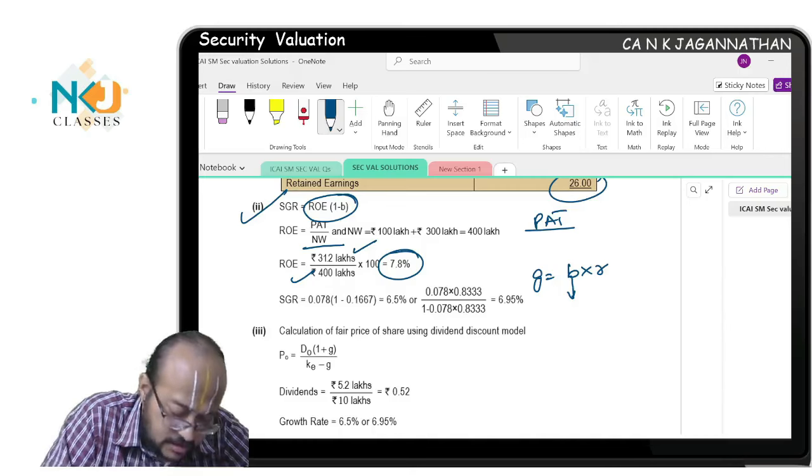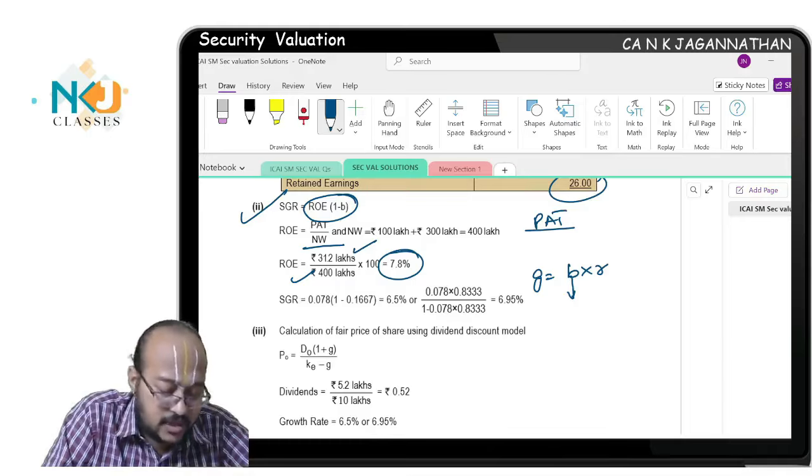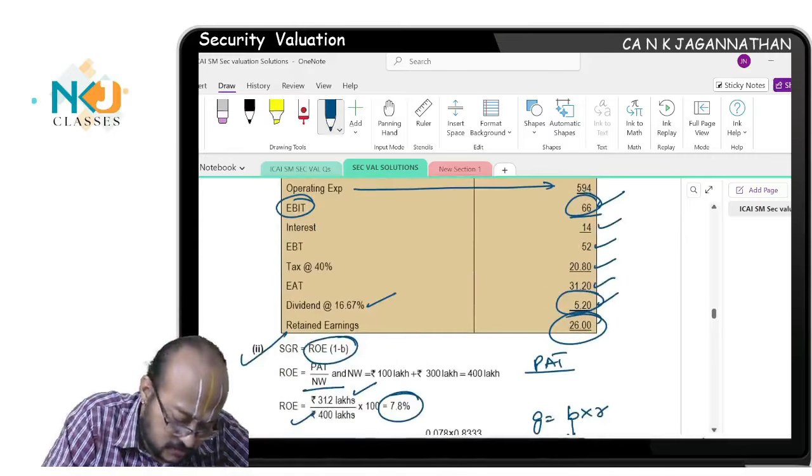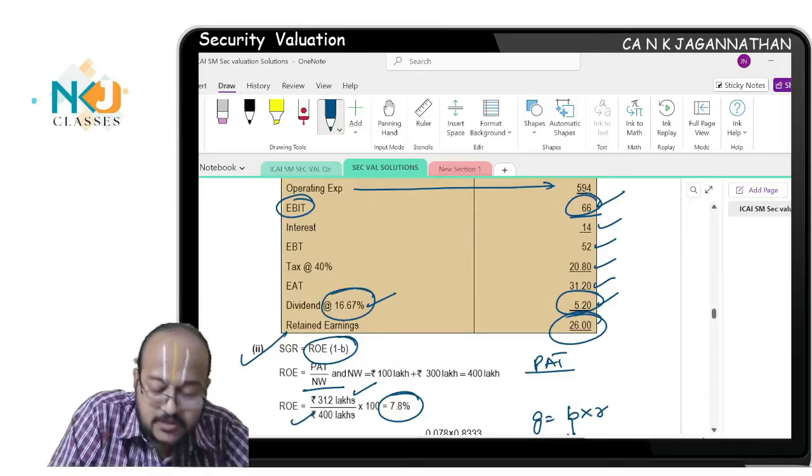What is the retention ratio? 1 minus b. Yes, 1 minus it should be, retention ratio. What is the retention ratio? The dividend payout ratio is how much? 16.67% is the dividend payout ratio.